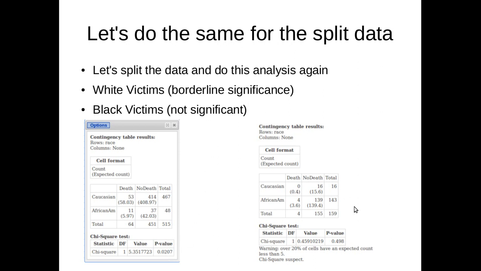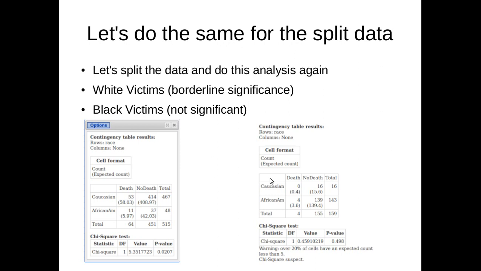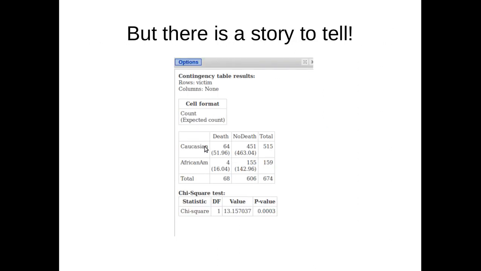The black victims, however, definitely not significant, and we knew that because we had a whole box with 0 in it. Okay, so that's a dead giveaway that this is weird data. But there is still a story to tell. What is significant is if you split this, if you say, okay, there's the same number of people, if there's a Caucasian victim, then usually the death penalty is what? Well, not usually, but it's more likely. And if it's an African American victim, then the death penalty is not likely.